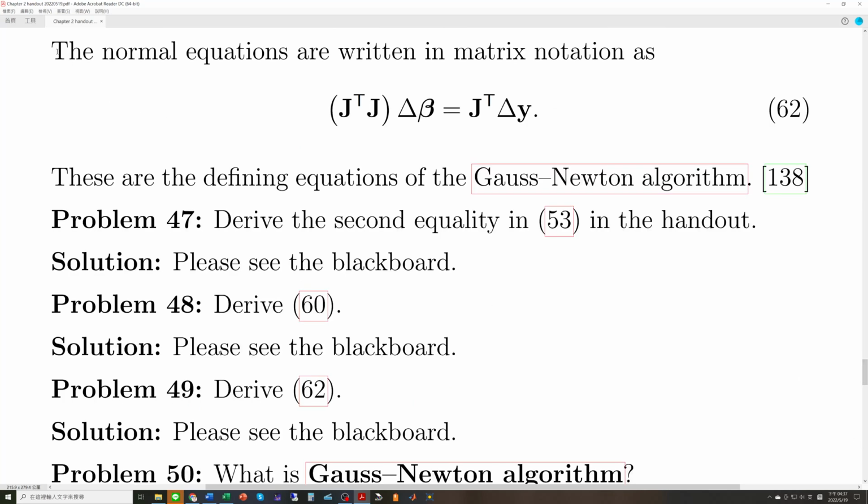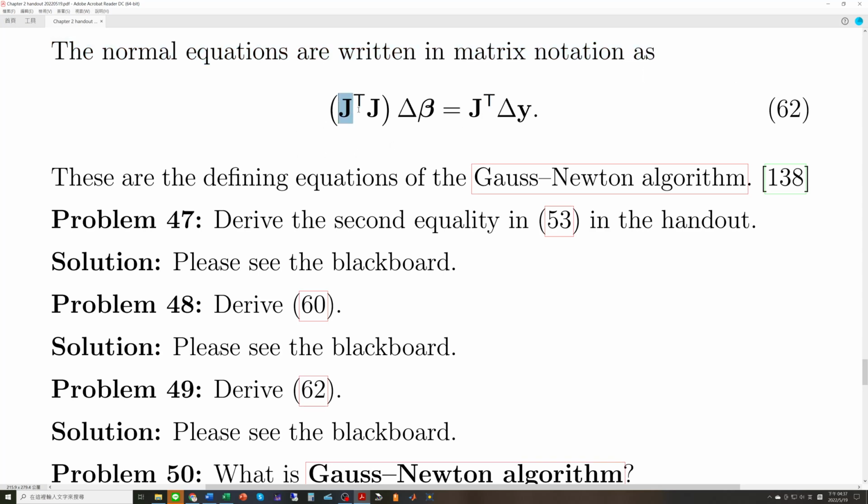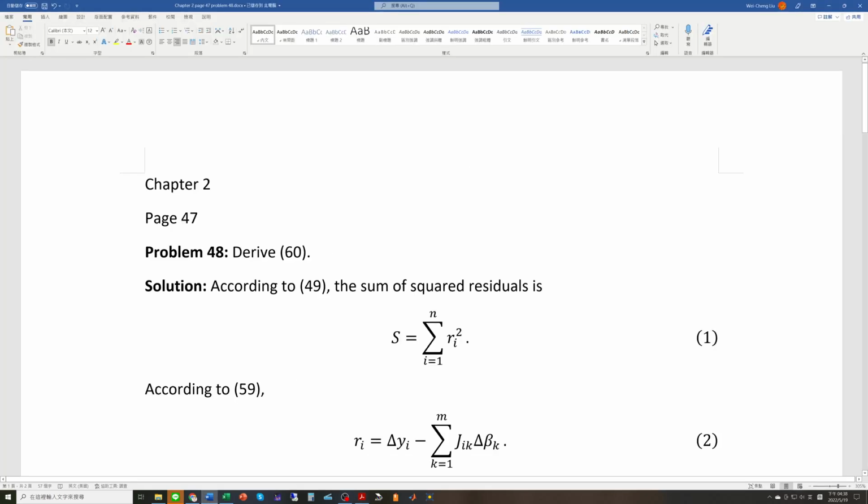The normal equations are written in matrix notation as J transpose times J times delta beta is equal to J transpose delta Y. This is equation 62. Then how to derive this equation? Let us see the blackboard.